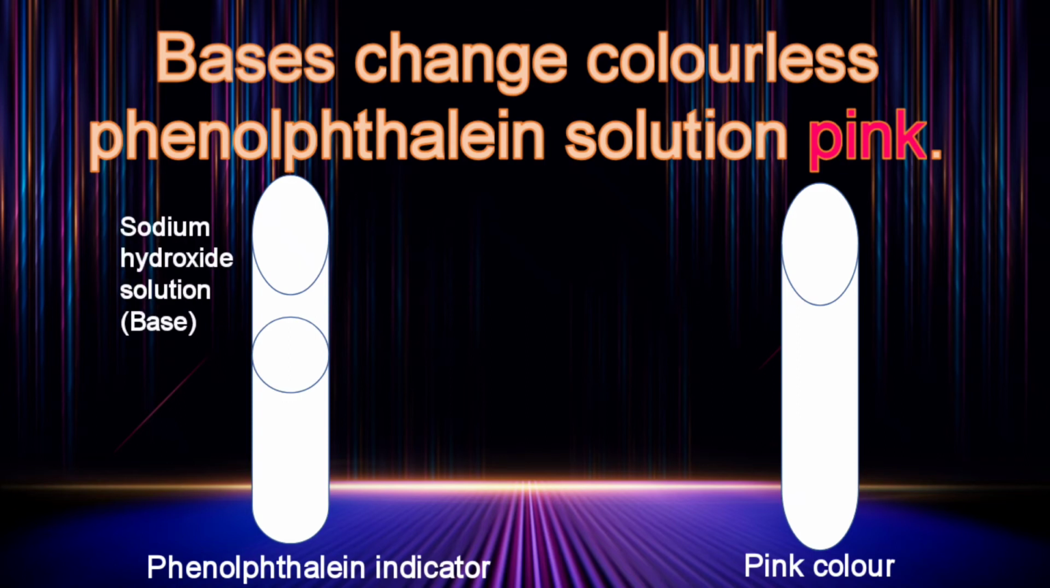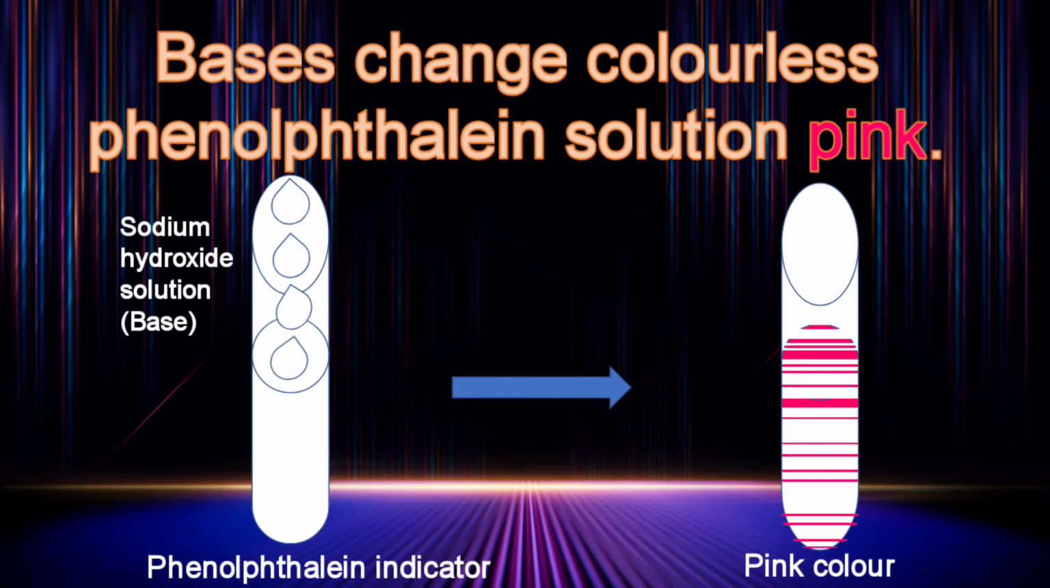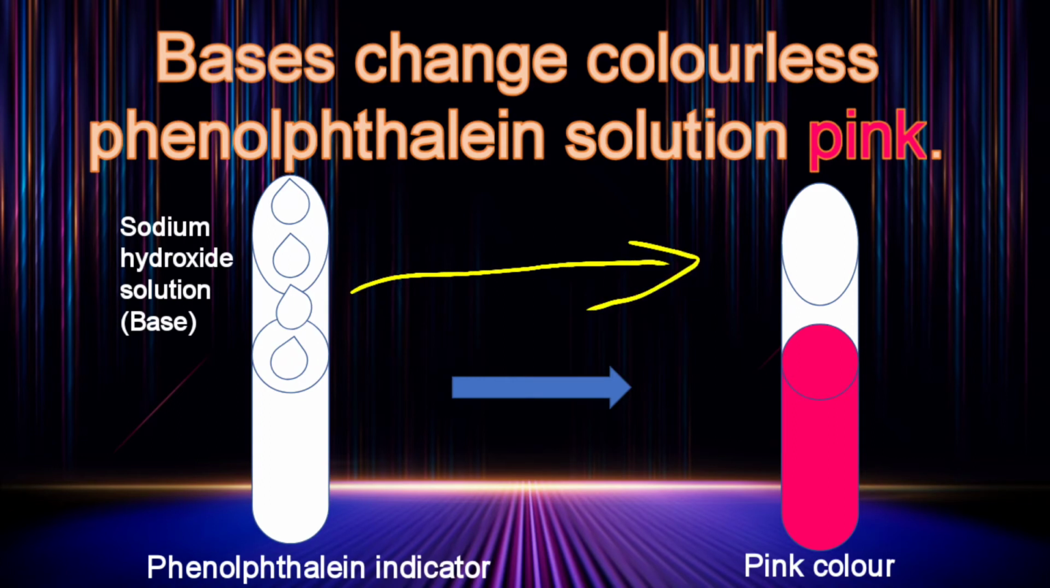When you add some base like sodium hydroxide into the solution of phenolphthalein indicator drop by drop, you will see it change into pink color. So phenolphthalein solution changes into pink color when you add bases like sodium hydroxide in the solution.